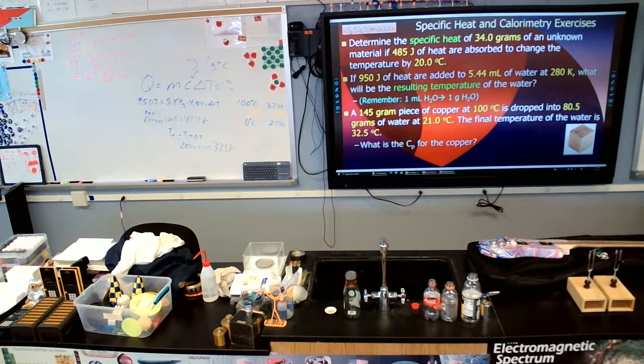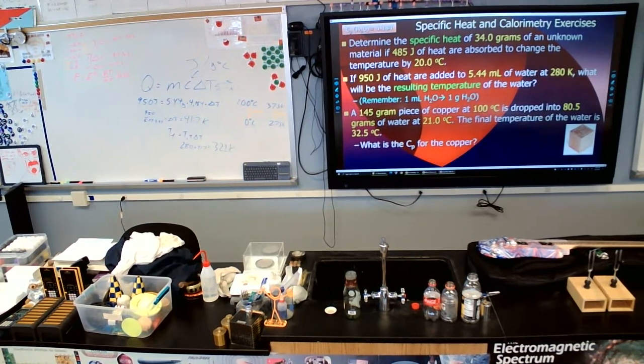The temperature change is going to be the 100 that the metal starts at minus the 32.5 that the metal gets to. All right, and you're going to set that equal to the mass of the water, which is 80.5 grams. The specific heat of water, of course, is 4.184, and the temperature change of the water is the 32.5 the water ended at minus the 21.0 that the water started.